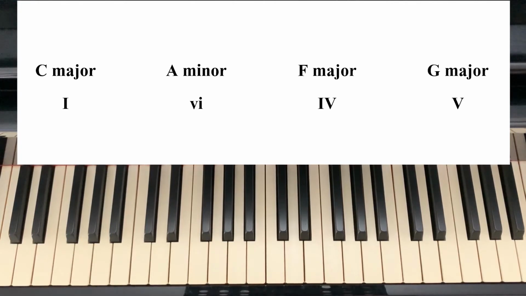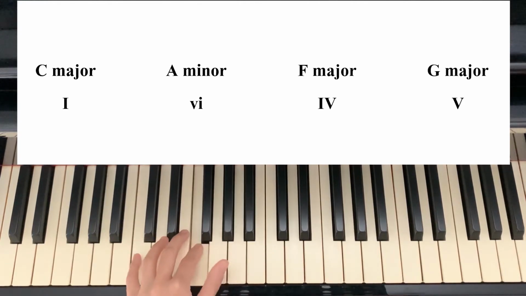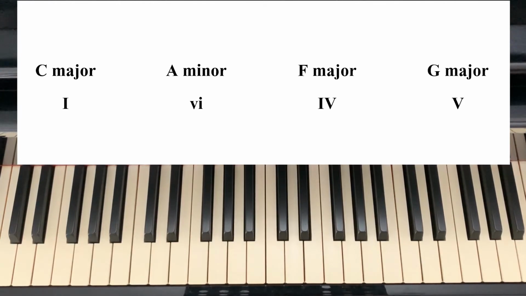Left hand can just play the root note. So for C major, the root will be C. The root of A minor will be A, and so on. It's very common to play the root in the left hand. Next, we want to pick inversions that are fairly close to each other so they don't have too many jumps in between. So here are some examples.